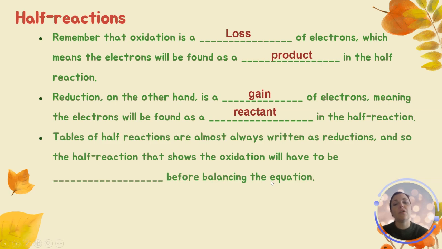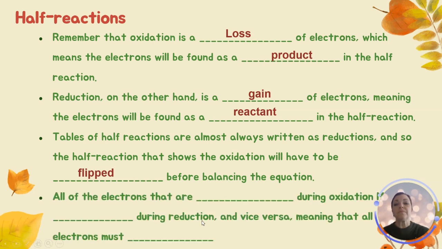Tables of half reactions are almost always written as reductions. And so the half reaction that shows the oxidation has to be pulled from the table and then flipped before balancing the equation. So if you're just given a table of reductions, you should be aware that you can just invert it and then it becomes an oxidation. All the electrons that are lost during oxidation must be gained during reduction and vice versa, meaning that all electrons must cancel out. Sometimes that means that you need to multiply a half reaction by a factor in order to make sure that all of your electrons cancel.